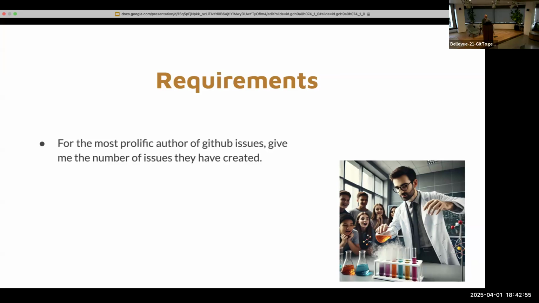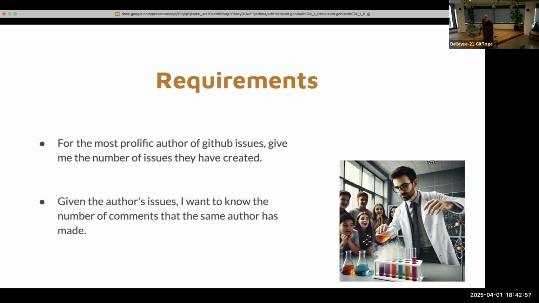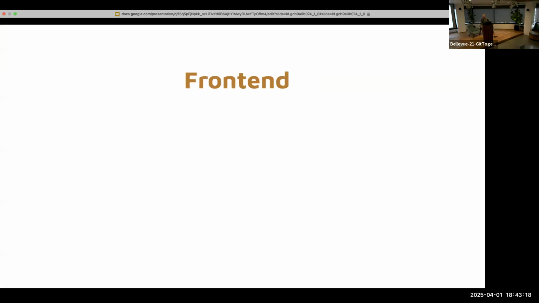So the manager comes up with the requirements. For the most prolific author of GitHub issues, give me the number of issues they have created. I don't know why they would want to know this, but whatever. And then given the issues, also give me the comments, how many comments they left. All right, so just trying to gather some information on this most prolific author and how engaged they are in the comments section.